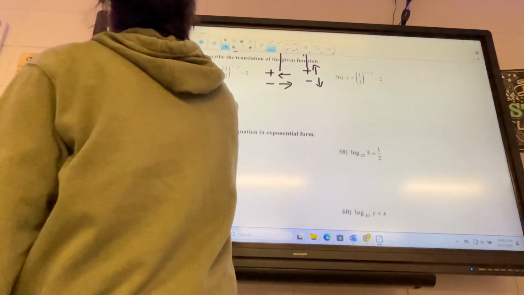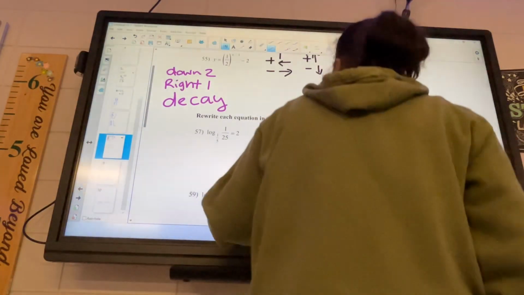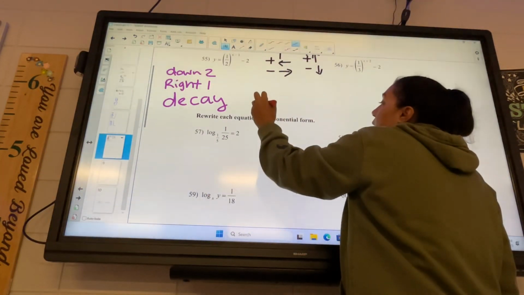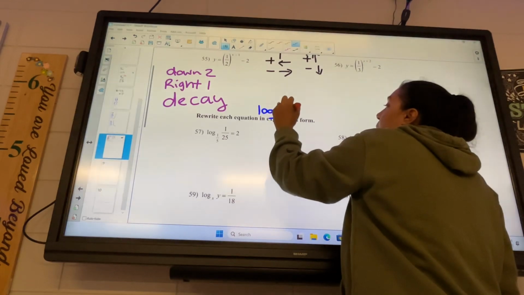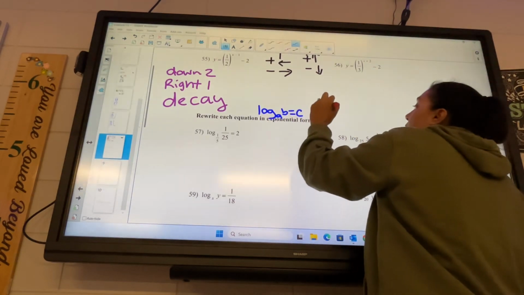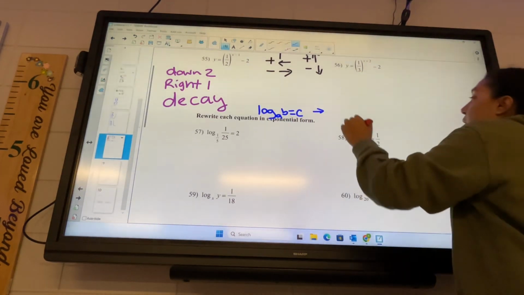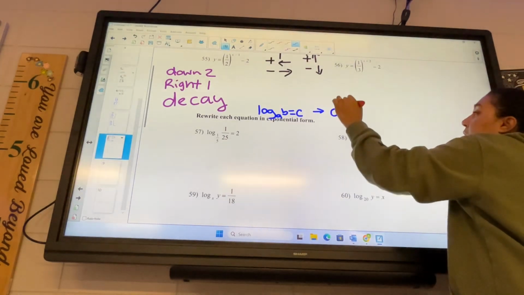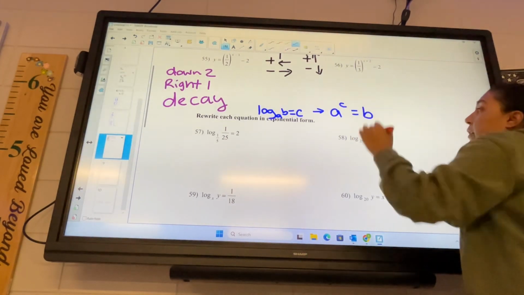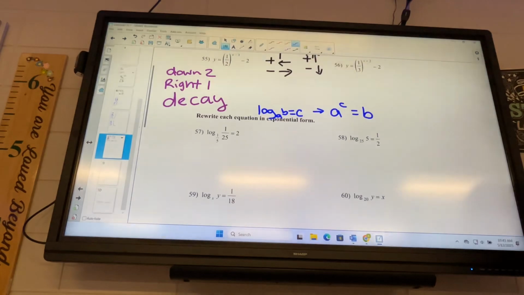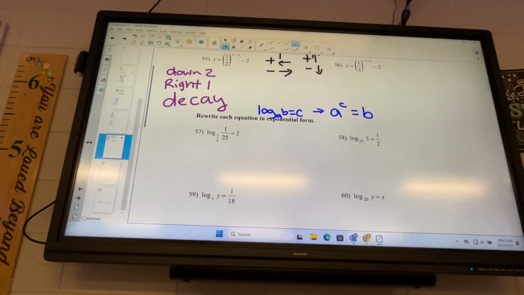Rewrite each one in exponential form. Okay, so right now this is in the form of log base A of B = C. We need to take it to this form of, I think it's A^C = B. Is that right? Yep. Okay. That's the one I always get confused. Are you 100% positive? Yes. Okay.